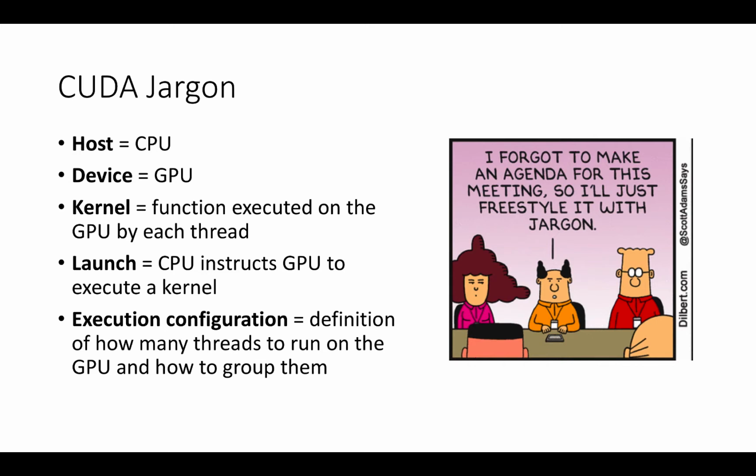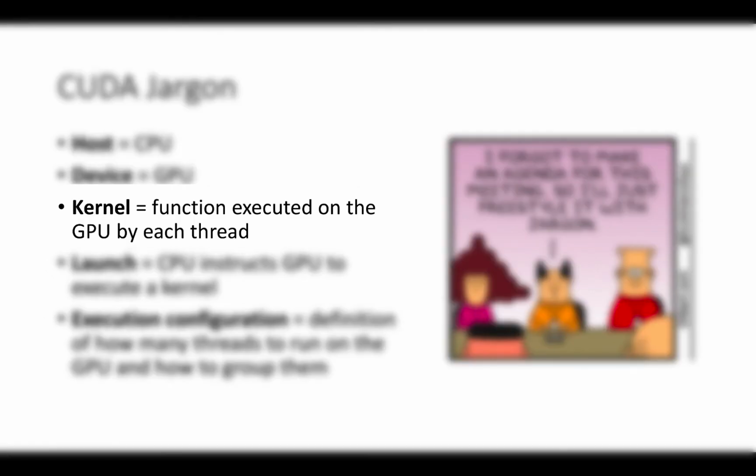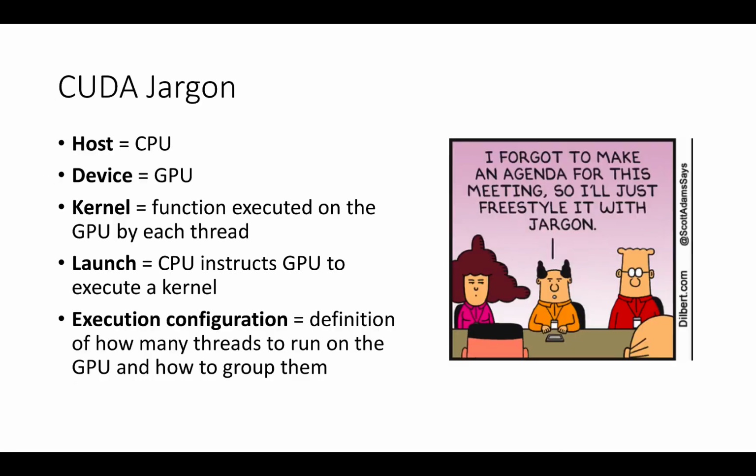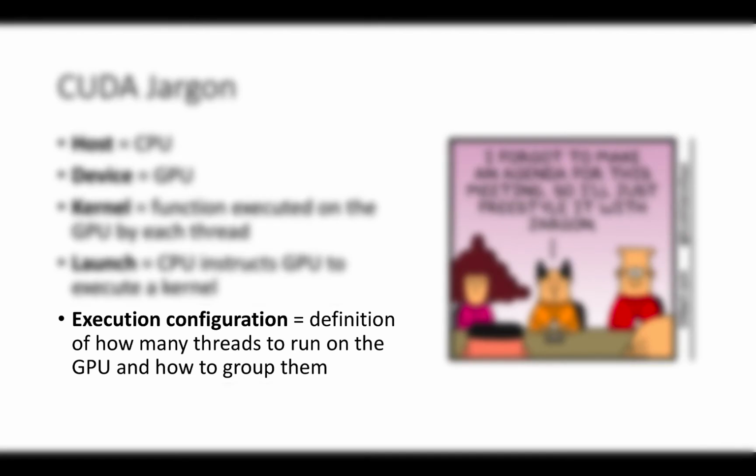First, we already met the term host, that means CPU. Second, GPU is called device. Third, you might have heard the term kernel, that is a function executed on the GPU by a single thread. Fourth, we use the term launch to express the fact that the CPU instructs the GPU to execute a kernel. Finally, an execution configuration is the definition of how many threads to run on a GPU and how to group them.